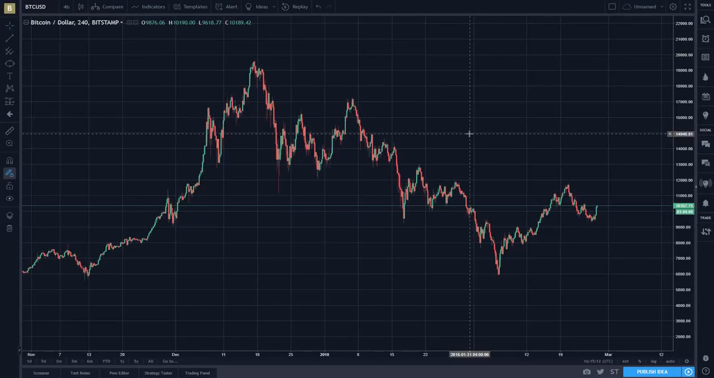So this is a Bitcoin chart. We've been looking at this a lot, but this is a chart with no fancy indicators, no fancy tools. It's just a candlestick chart, and what we're going to do is draw support and resistance on this chart, let you guys see how that looks.